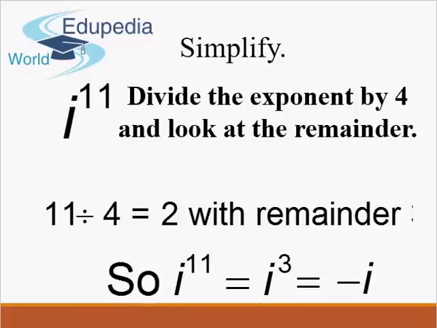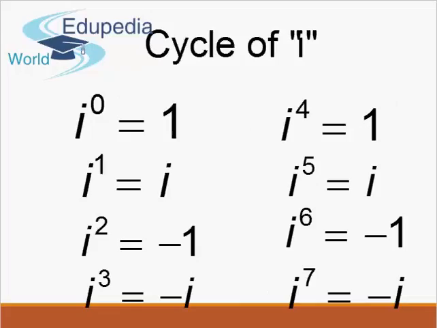After you're done with the first check, what do you do? If the power of i is greater than 4, what do you do then? Then you divide it by 4 and you check for the remainder. Whatever the remainder is, that will be the power of i, and that will be your answer. So it's pretty straightforward. First is a check, second is a division.